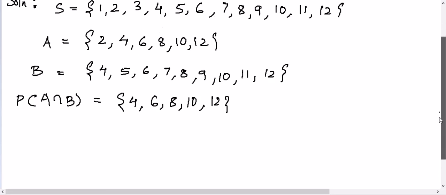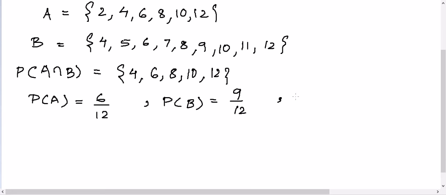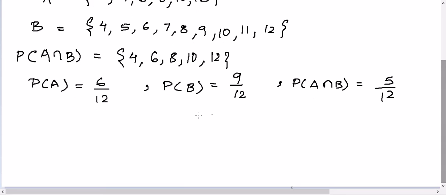So guys, now let's find the probability for each event. If the card drawn is even, it will be 6, that is the number of events, by 12, the sample space. If the card drawn is more than 3, then it will be 9 by 12. That's the probability of B. And what if it is the intersection, even and also more than 3? The number of events is 5, that is 4, 6, 8, 10 and 12, 5 numbers.